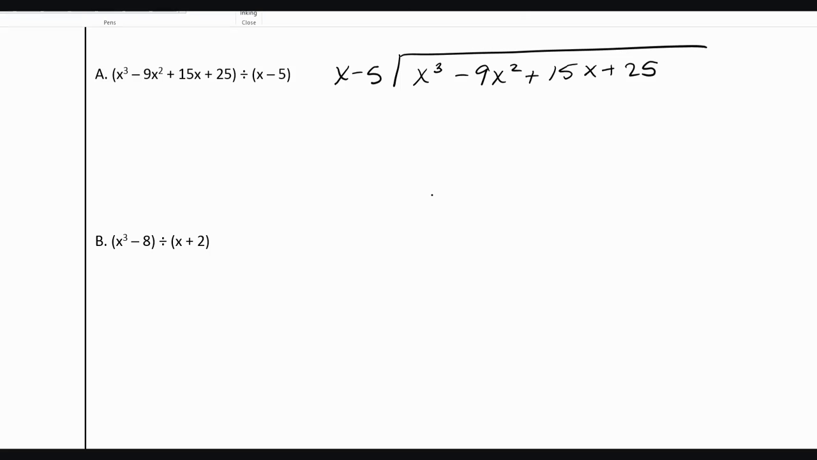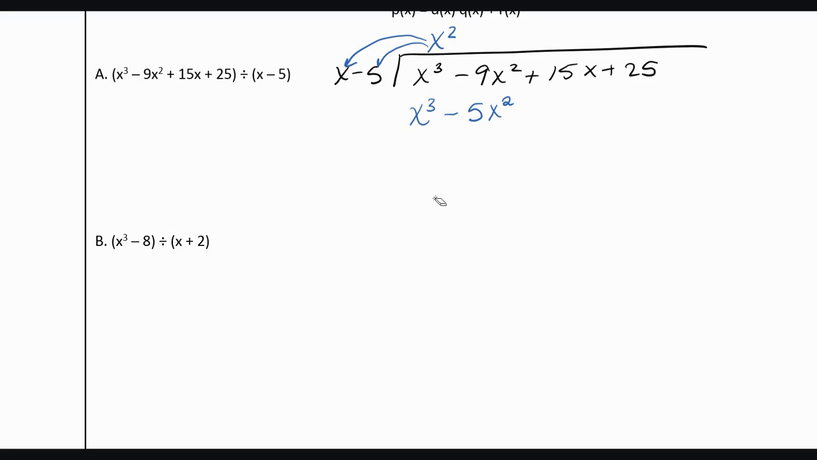Now what we're always doing is we're saying, what is our first term here, x cubed, divided by x. And x cubed divided by x, you're really just taking a power of x away, so that would give us x squared. Now we want to multiply that by each of our terms here. So x squared times x will give us x cubed, and x squared times negative 5 would give us minus 5x squared.